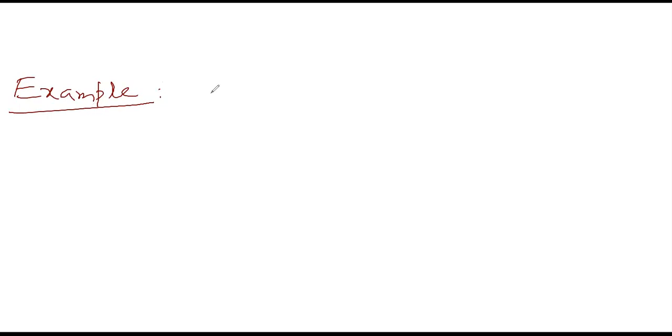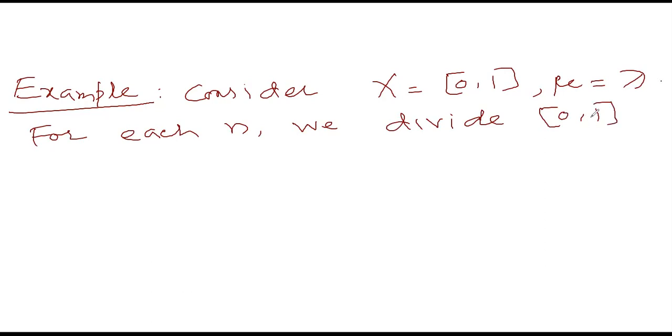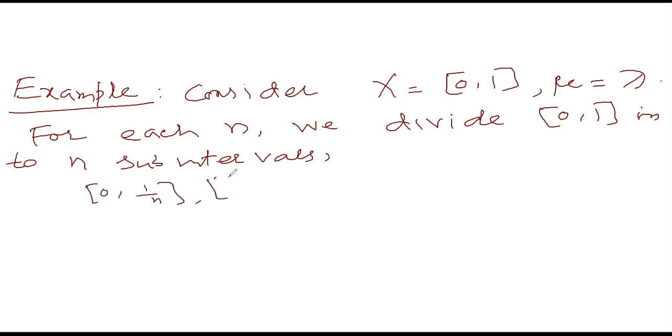So consider our space X equal to [0,1], and the measure equal to Lebesgue measure lambda. Let's fix these two things. For each n, we divide this interval 0 to 1 into n subintervals, say 0 to 1/n, then 1/n to 2/n, and so on and so forth, up to (n-1)/n to n/n, which is equal to 1. So these are n subintervals for each n.